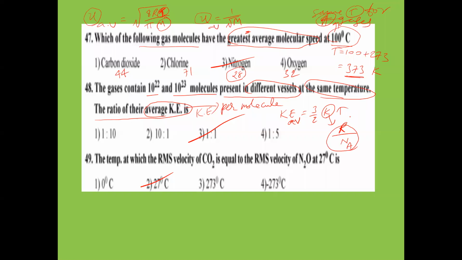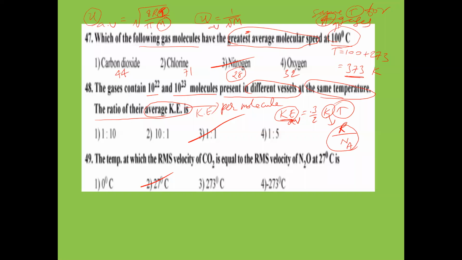So average kinetic energy is directly proportional to temperature. Kinetic energy and temperature are directly related. Here they are saying the same temperature for two gases. When the temperature of two gases is the same, they will have the same kinetic energy. Because in the formula of average kinetic energy, no gram molecular mass is mentioned. k is the Boltzmann constant, the same for all gases, and T is the temperature, which is also the same for the two gases.